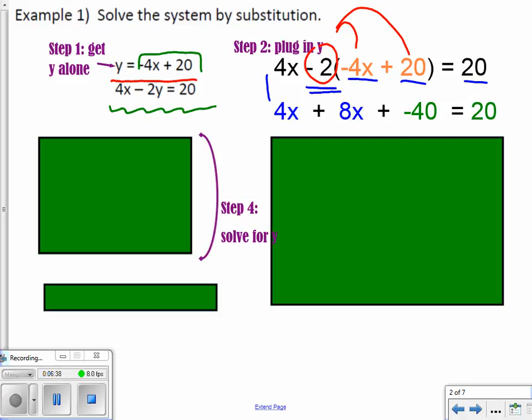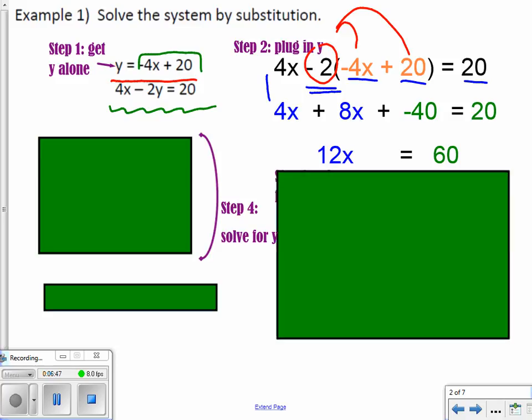This 4x plus 8x plus negative 40 equals 20. Okay, now we need to work at getting x all alone. So I'm doing kind of 2 steps in one here. I combined all my x terms, 4x and 8x became 12x, and I also added 40 to both sides. I did have a negative 40 here on the left side before, so I added 40 to both sides, and that's where I got this 60 from. So my equation says 12x equals 60.